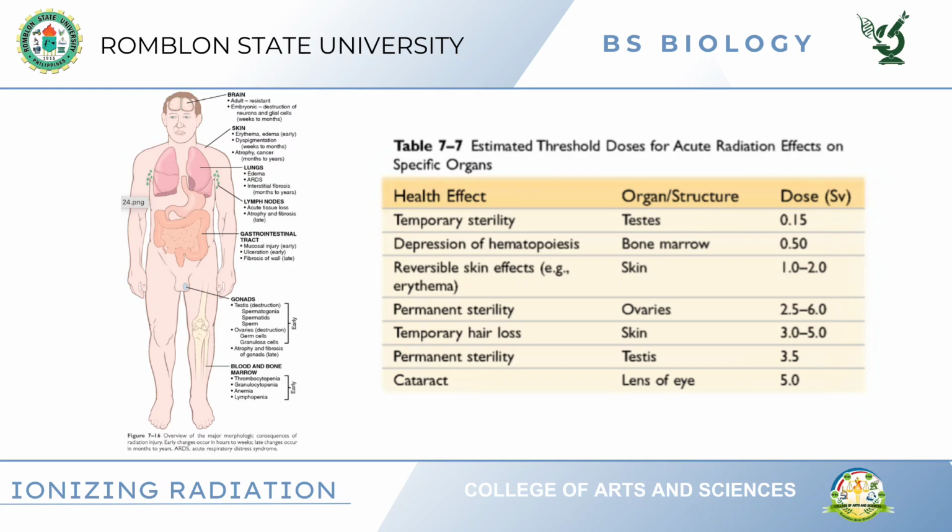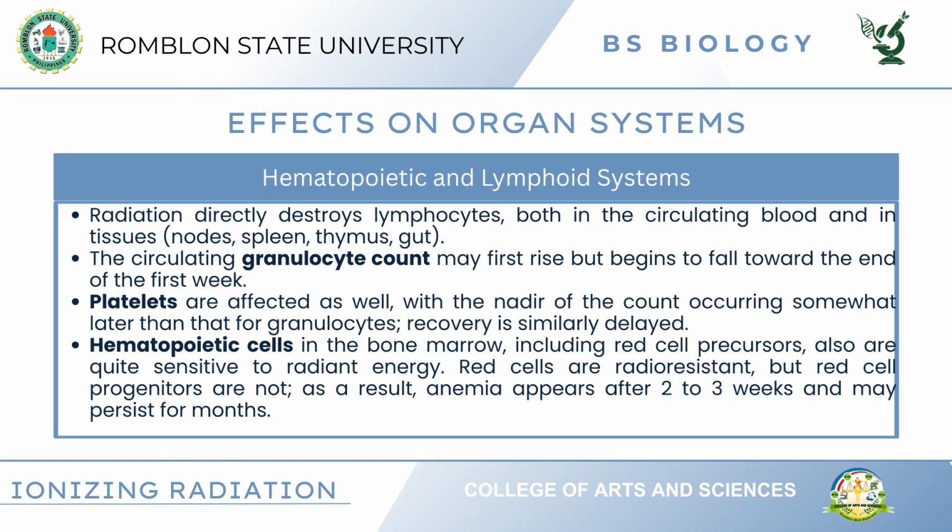For example, for testes, the health effect of radiation is the temporary sterility. And for that to happen, it needs 0 to 15 sievert dose. So the changes in the hematopoietic and lymphoid systems, along with the cancer induced by environmental or occupational exposure to ionizing radiation, are summarized as follows. So here are the effects on organ systems.